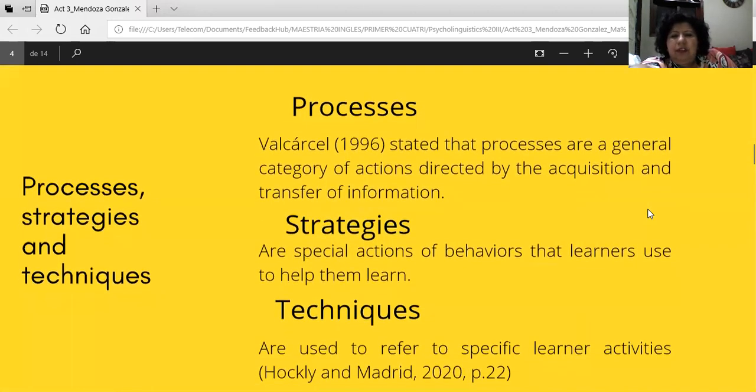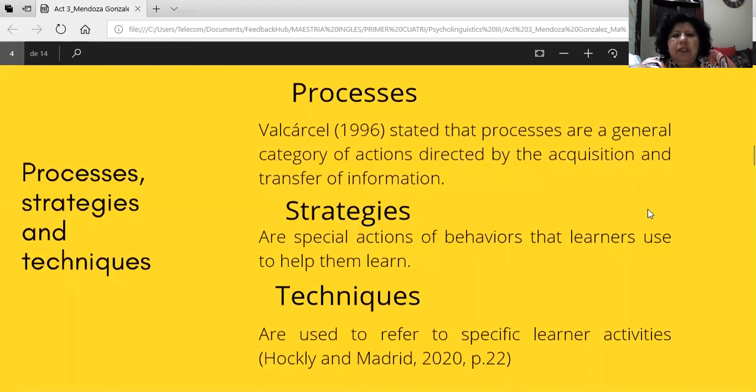Then to better understand this topic, it is important to define the three elements, which are processes, strategies, and techniques, and that sometimes can be confused. Valcárcel in 1995 stated that processes are a general category of actions directed by the acquisition and transfer of information. Strategies are special actions or behaviors that learners use to help them learn, and techniques are used to refer to specific learner activities.